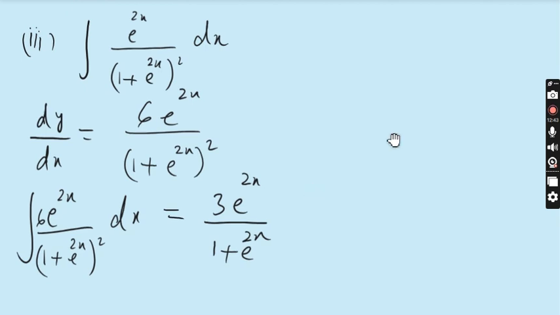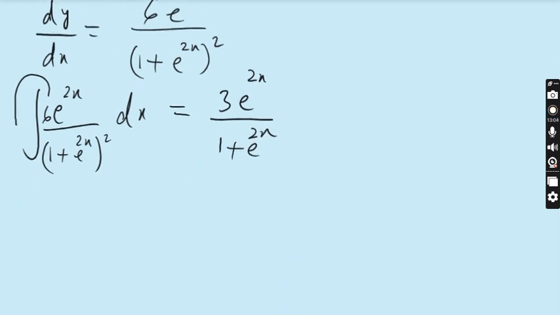So now see carefully, we need the integration of e 2x upon 1 plus e 2x whole square. It means 6 is not present. Very easy. This 6 is multiplied by e power 2x in the integration, so this should be divided on the other side. So eliminate 6 from here.